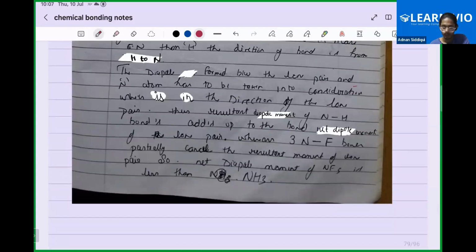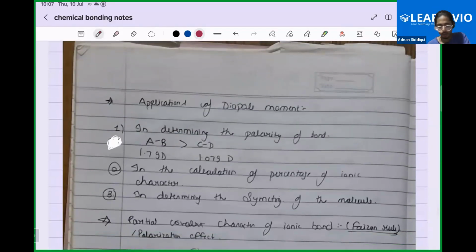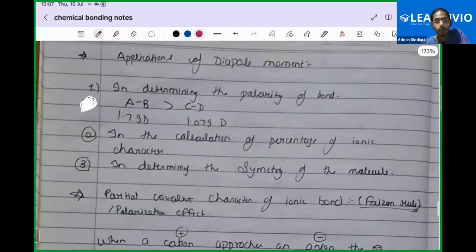Good. So now let us talk about a few applications of dipole moment. In determining the polarity of a bond, you can easily understand that if the dipole moment is more, then the bond is more polar, the molecule is polar. Because polarity is induced because of electronegativity, which results in dipole moment. D is the unit, which signifies debye. So if the debye value is more, then the molecule is more polar. With the help of dipole moment, we can comment on the polarity of a molecule.